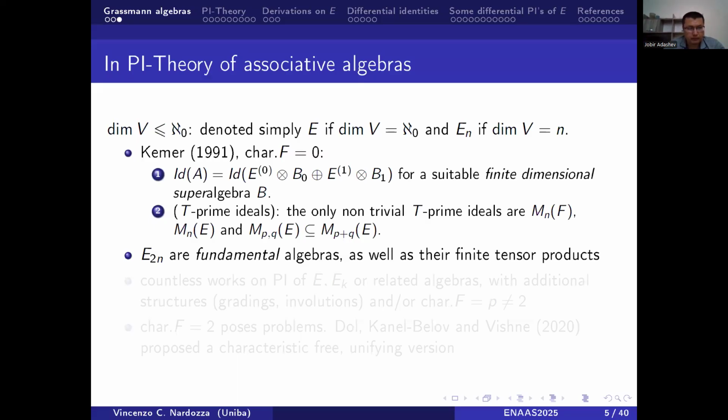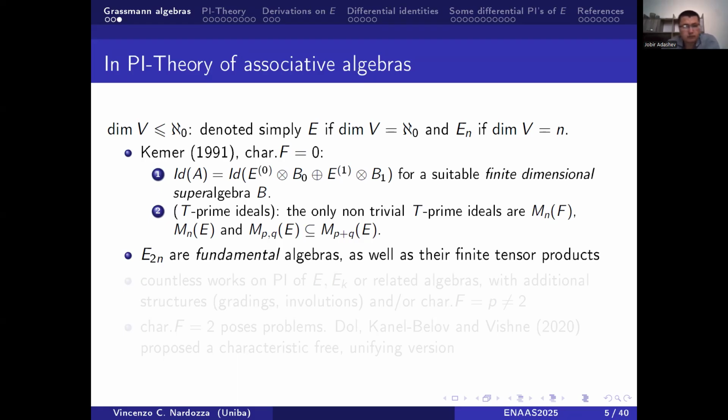This is a theory similar to T-prime. The notion of T-prime ideals is modeled on the theory of prime ideals. T-prime ideals are just ideals, two-sided ideals, which are prime in the class of T-ideals. But also, this is about the role of the Grassmann algebra of an infinite dimensional, countable dimensional vector space V.